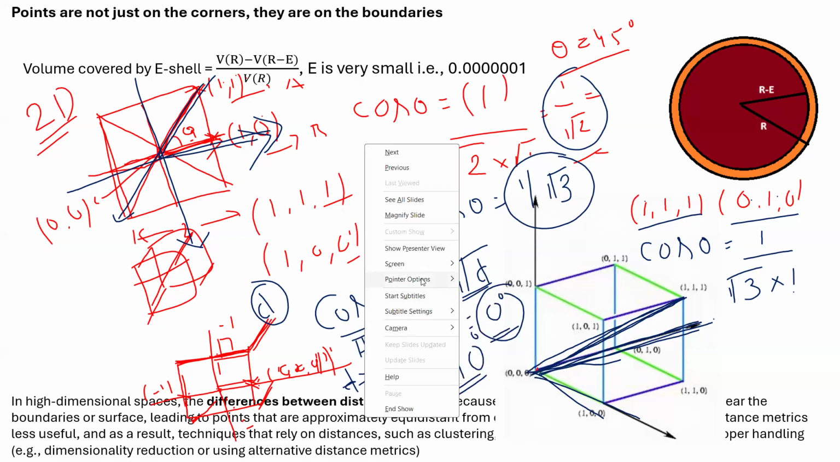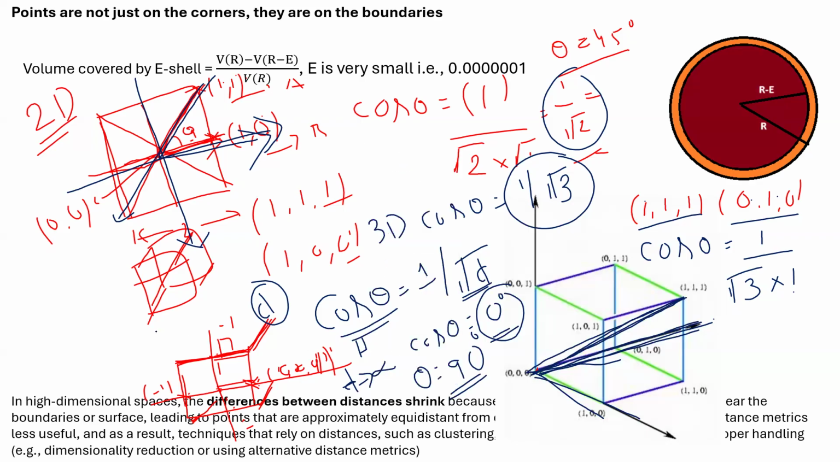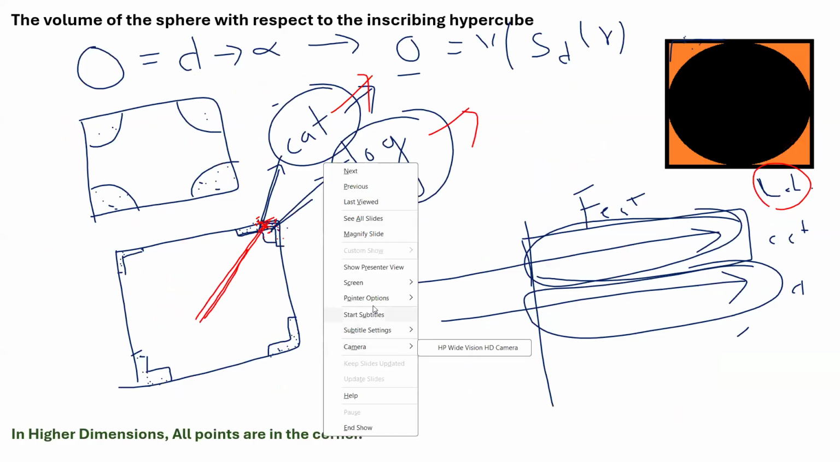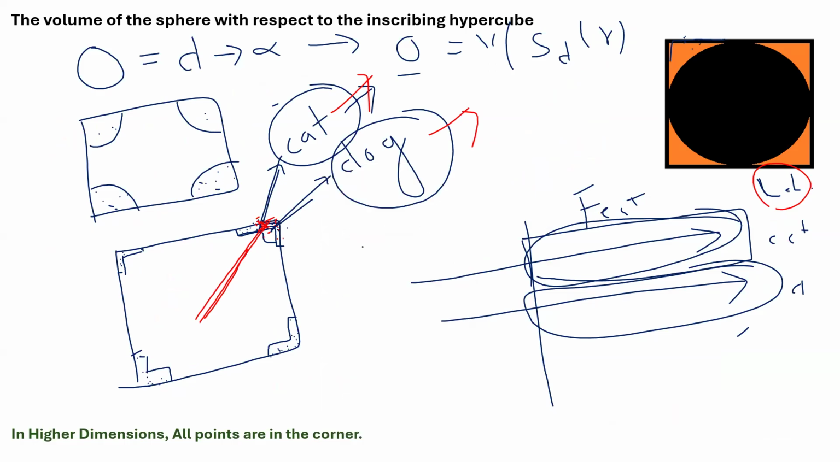The reason I'll say why: you can take a simple example. I don't want to erase this, but let me take a simple example to show you why this doesn't make sense in higher dimensions.